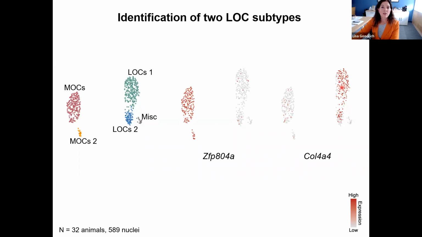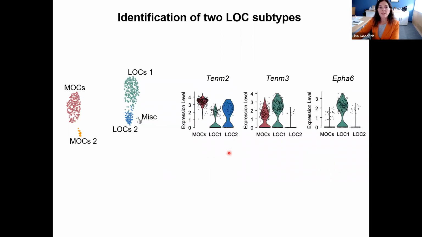If we look at what drives differences between this cluster and this cluster, the kinds of gene expression changes that we see are consistent with the idea that these are actually different cell types. So why do I say that? Well, first of all, we see differential expression of some adhesion molecules, such as the tenurins and FA6. For example, FA6 is expressed only in this one cluster, which we're calling LOC1s, and it's not in this other cluster, LOC2s.